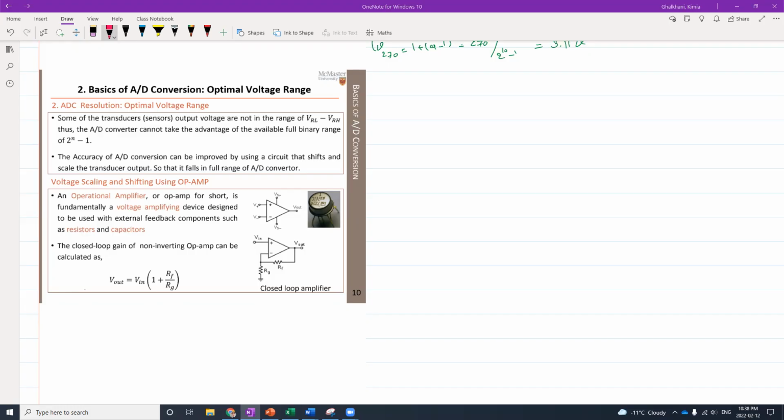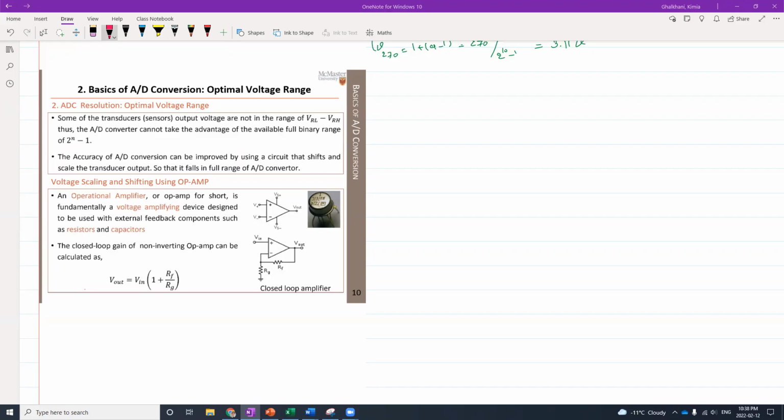Let's continue the discussion about analog to digital conversion from the optimal voltage range. As I mentioned, the resolution of the analog to digital conversion is the change in the input that causes the digital output to change by 1.